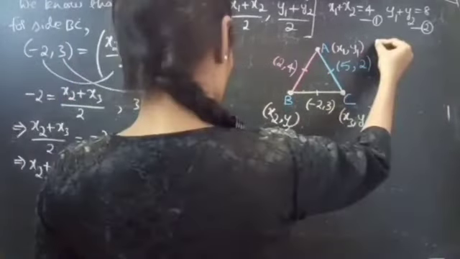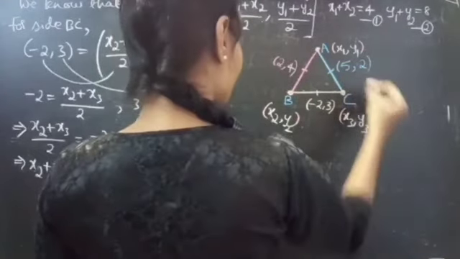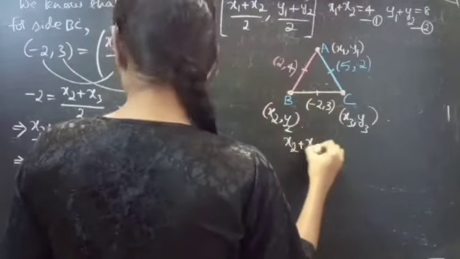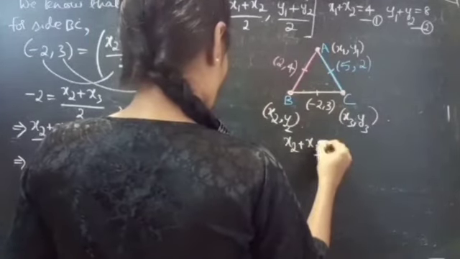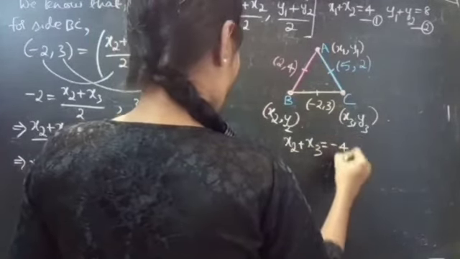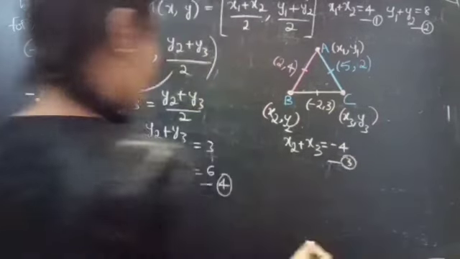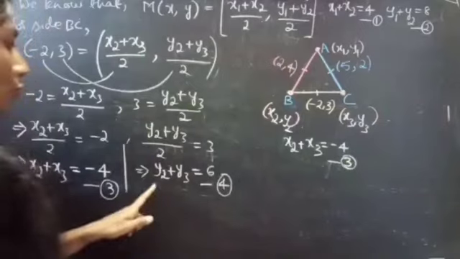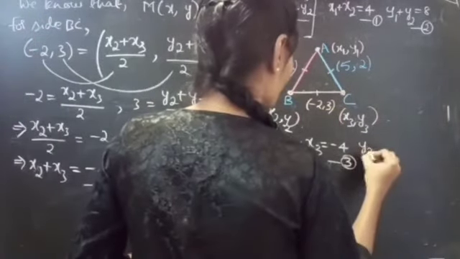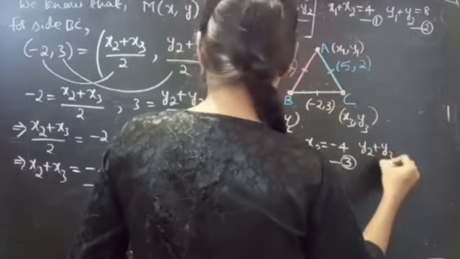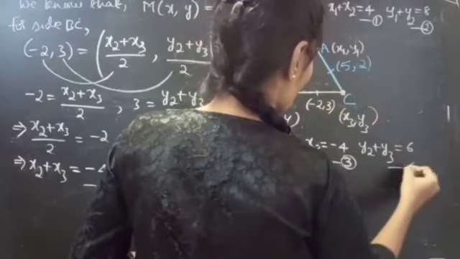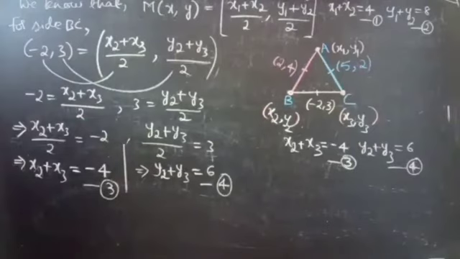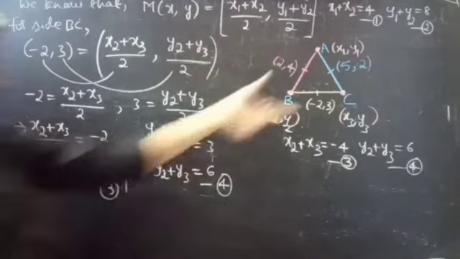So we have x2 + x3 = -4, which is equation 3, and y2 + y3 = 6, which is equation 4. Now, for side AC.